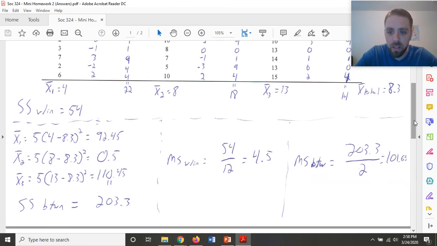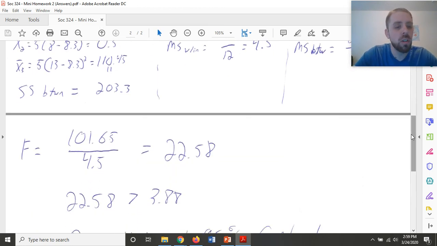What was next was to normalize by degrees of freedom. I took my sum of squares within the groups of 54 and divided it by my degrees of freedom within the groups of 12. That gave me a mean squares within the group of 4.5. And then I did mean squares between by taking the sum of squares between the groups of 203.3 and dividing it by 2. That gave me a mean squares between of 101.65. And we are almost done.